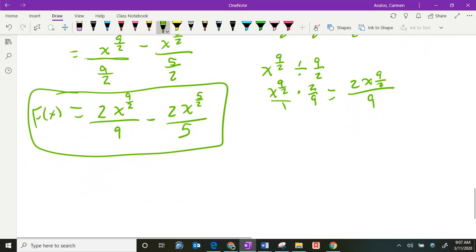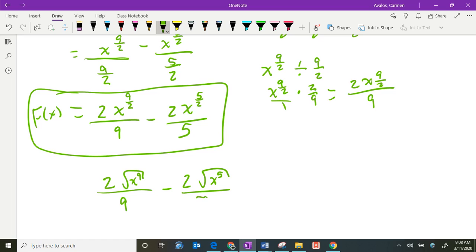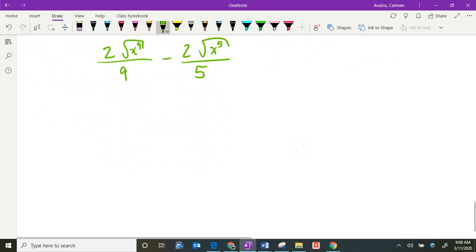Could you have written this in a better format? Sure, I would have also accepted the square root of x to the 9th. I mean, this does reduce a little bit more in there, but I'm fine with this. Square root of x to the 5th, and then either one on that. Okay, very good.